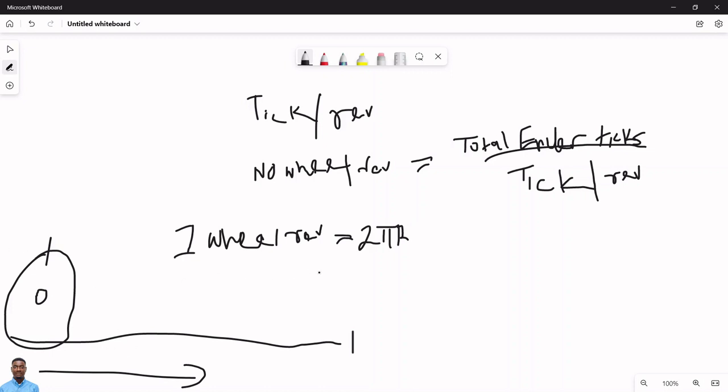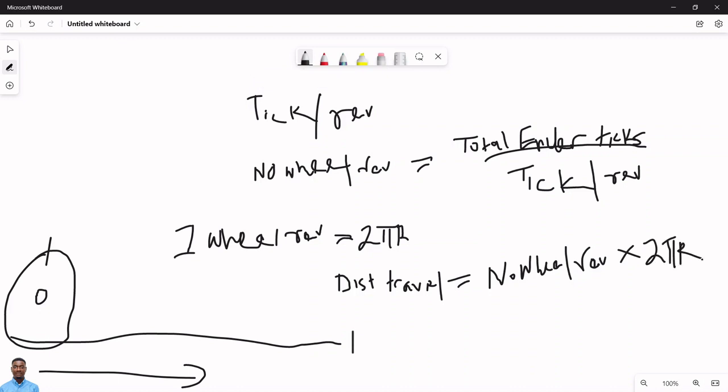So the distance traveled by the wheel, just a single wheel, will equal the number of wheel revolutions multiplied by the circumference, which is 2 pi r, in this case for this single wheel.